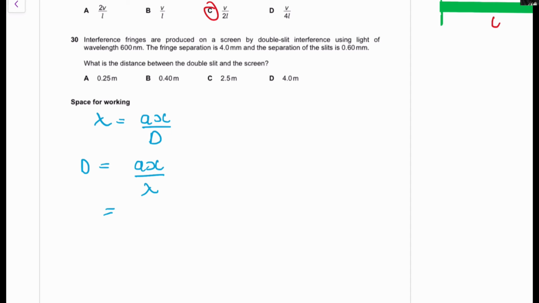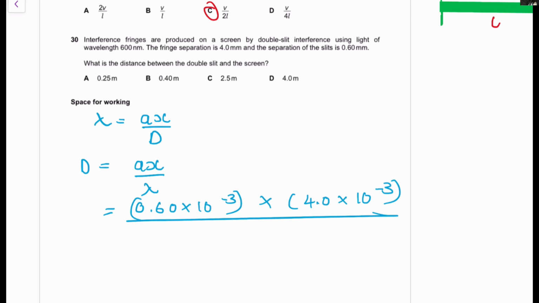The value of a is basically the separation of the slits, which is 0.60 times 10 to the power of negative 3, multiplied by the value of x, which is 4.0 times 10 to the power of negative 3. We divide by lambda, which is our wavelength, 600 times 10 to the power of negative 9. And we're going to get a value of D, which is the distance between the double slit and the screen. Based off my calculation, it's going to be 4.0 meters.